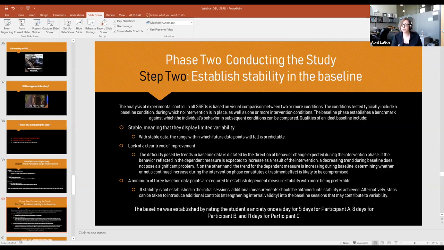For this particular study, going back to Angela, participant A was going to be measured on their math anxiety level for 5 days in a row. During the same time period, participant B was going to be measured 8 days. And for participant C, we have 11 days. So why are we giving multiple days? Why aren't we just giving them all the same number of days? Anyone know the answer to that question?